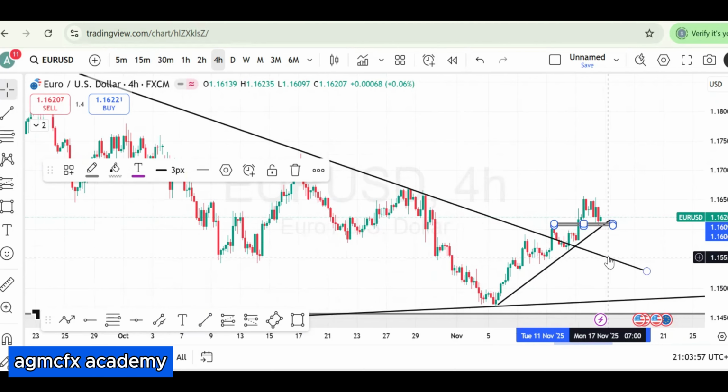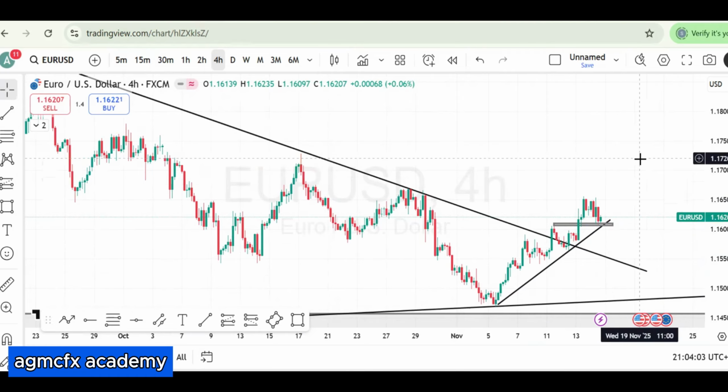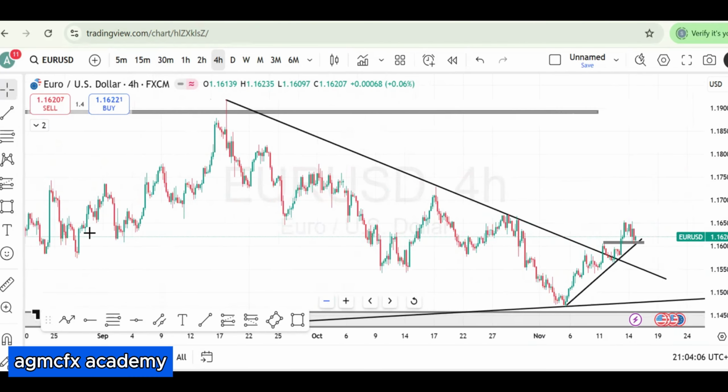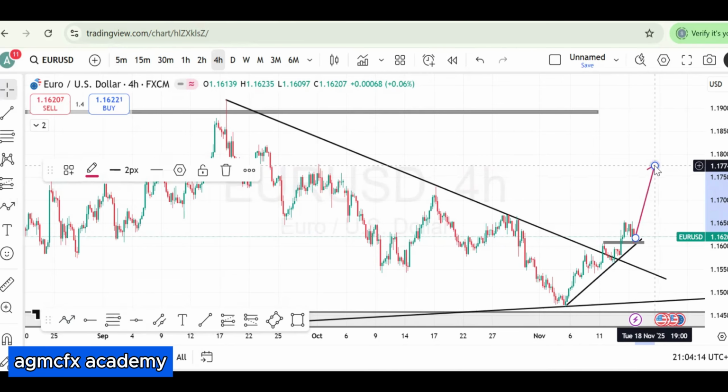But if we reduce and maintain this minor uptrend, definitely throughout this week, we'll be expecting the market to rally up for this week, to rally up.